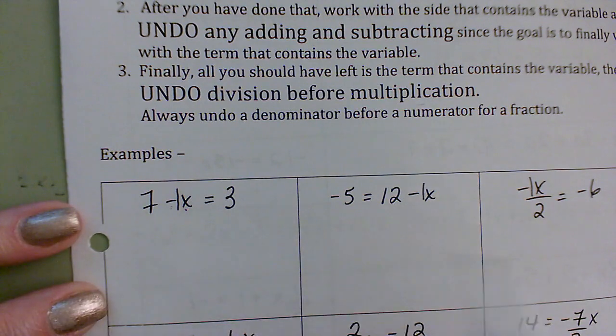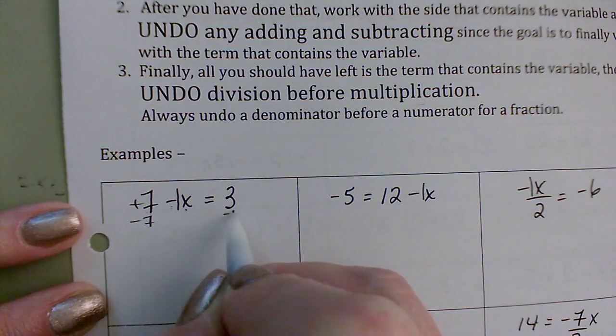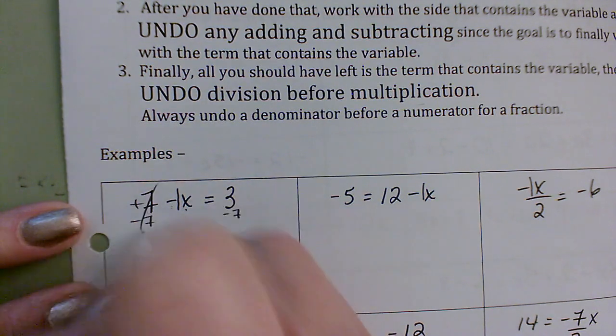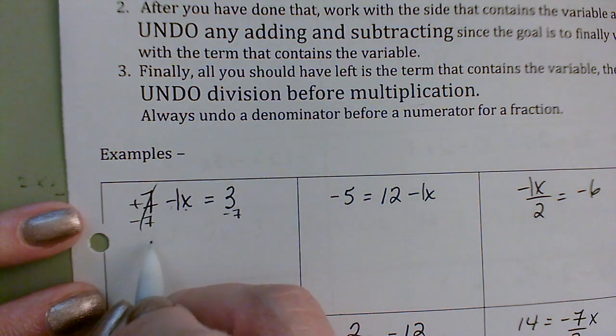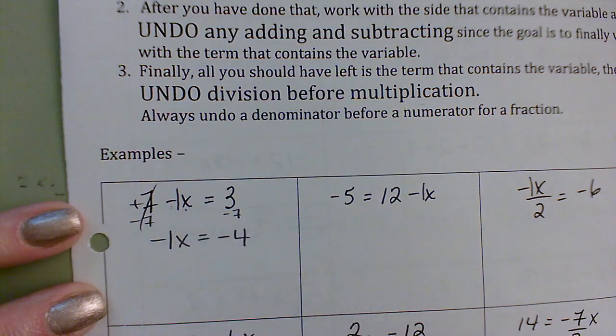So when I'm looking at this, I want to do adding and subtracting first. That means I need to get rid of the 7 first. It's being added to the question, even though the little plus sign isn't on the front. We know it's adding. So I'm going to subtract it off of one side, subtract it off of the other side, just like we did last time. Cross it out. I'm left with this negative 1x equaling a negative 4.